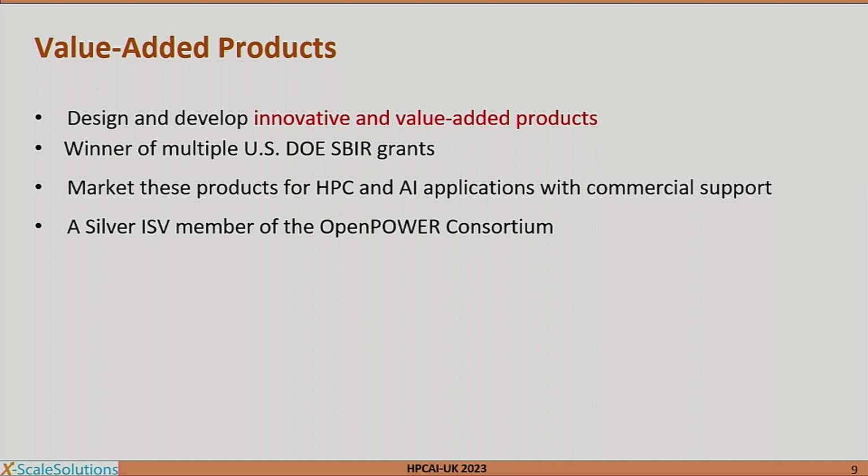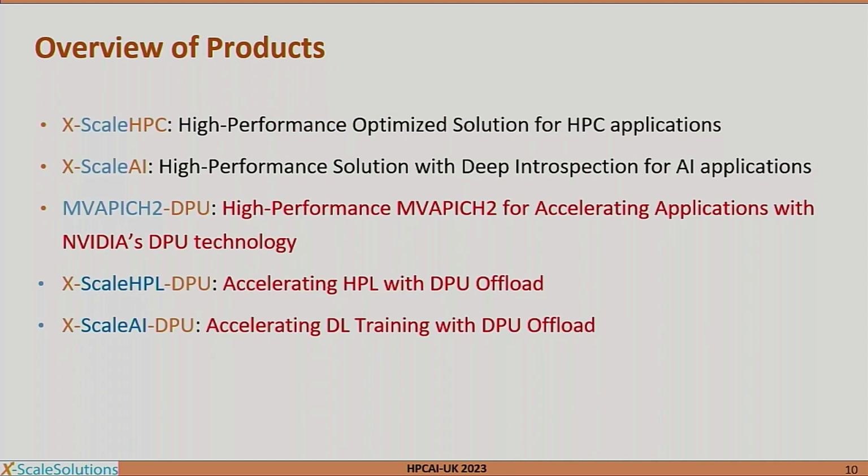So we have received a lot of US DOE grants. If some of you are familiar, they have grants called SBIR, Small Business Innovative Research. These are product-oriented grants. Through these, we have enhanced several of our products, and today I'll be talking especially about the DPU products. We have X-Scale HPC and X-Scale AI, but these are the products I'll be talking about.